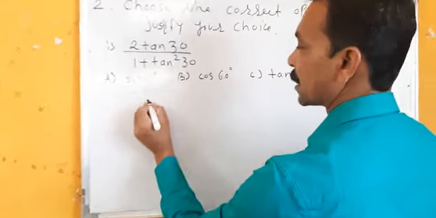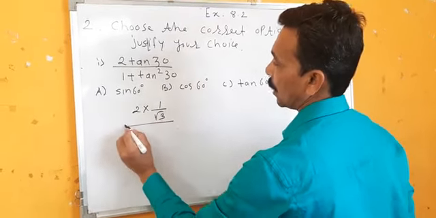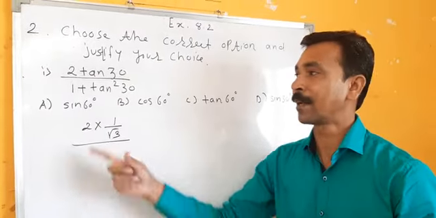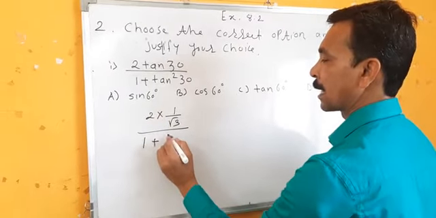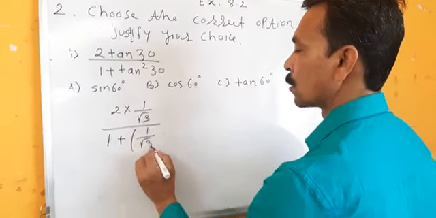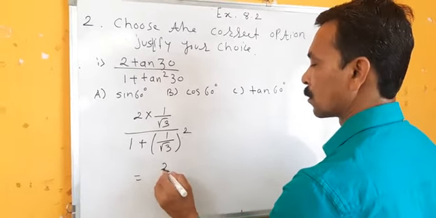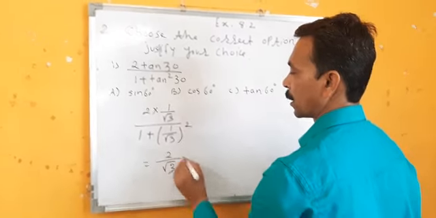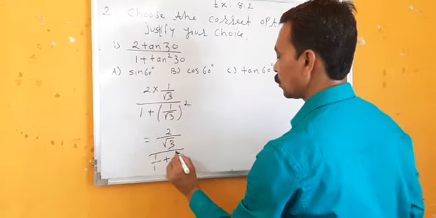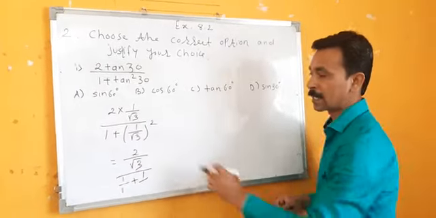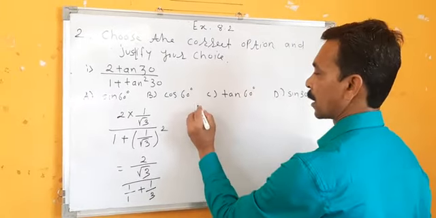2 tan 30 means 2 into, what is the value of tan 30? 1 upon root 3. Without writing, I am taking the values straight away. 2 into 1 by root 3 upon 1 plus tan square 30 means 1 upon root 3 whole square, is equal to 2 ones are 2 upon root 3 upon 1 plus 1 by root 3 whole square is 1 upon root 3 square is 3. I will solve here.